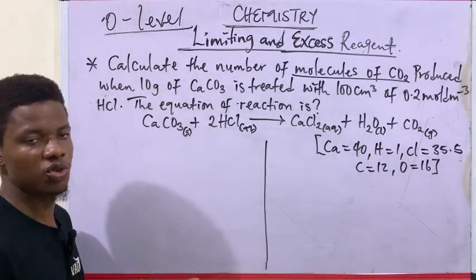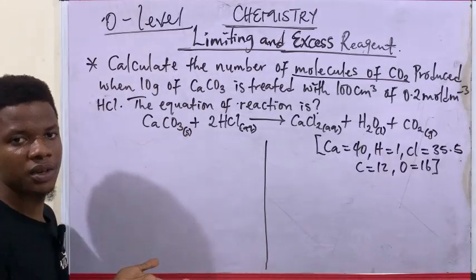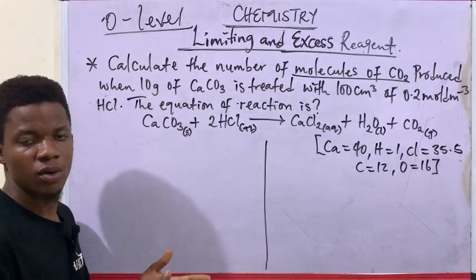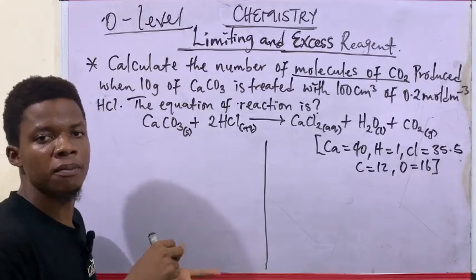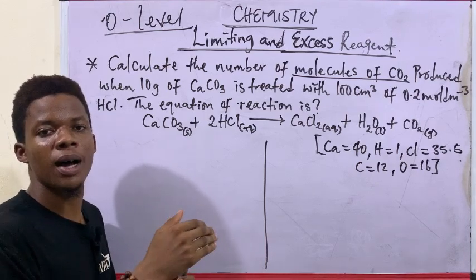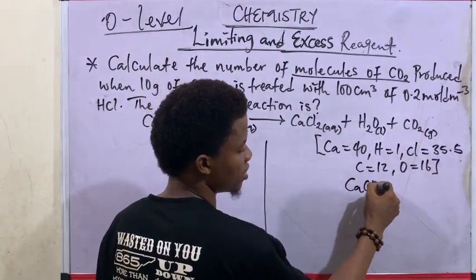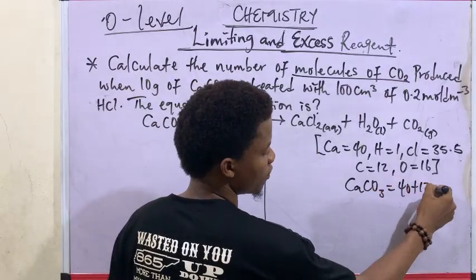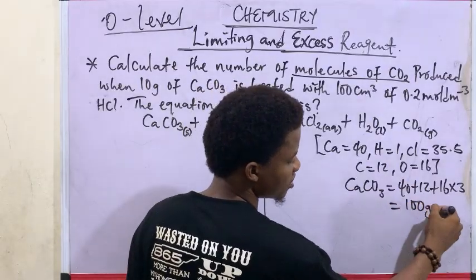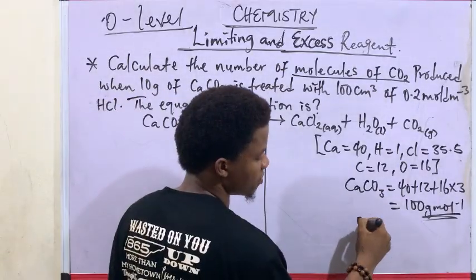Now this is a shortcut. This is already a balanced equation, and this is already 1 mole of CaCO3. The mass of 1 mole of a substance is equivalent to the molecular mass of that substance. For CaCO3, the molecular mass is 40 plus 12 plus 16 times 3. When you do all of this, you get 100 gram per mole.